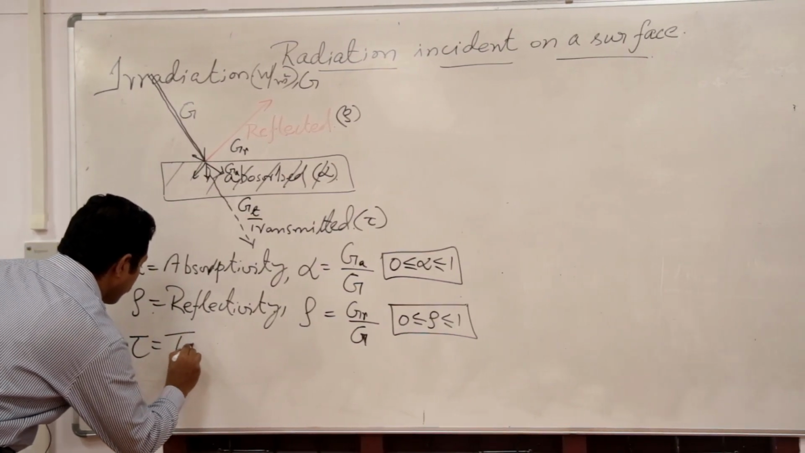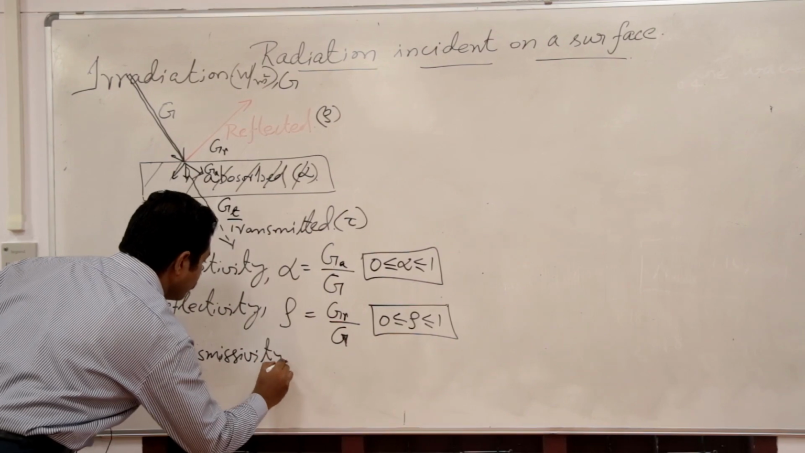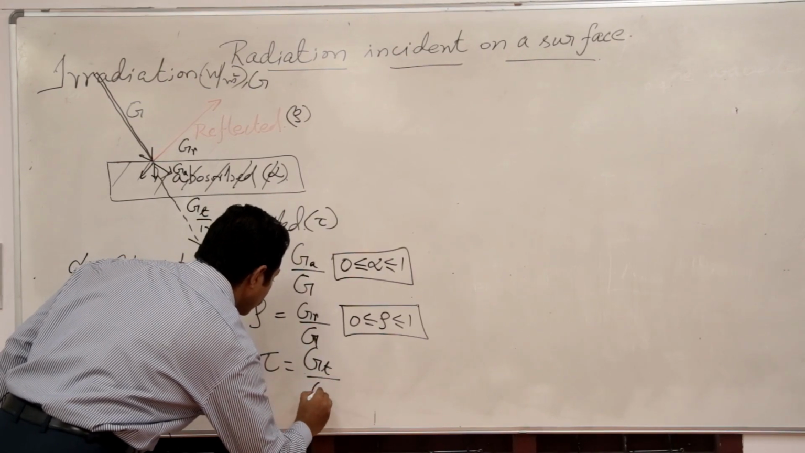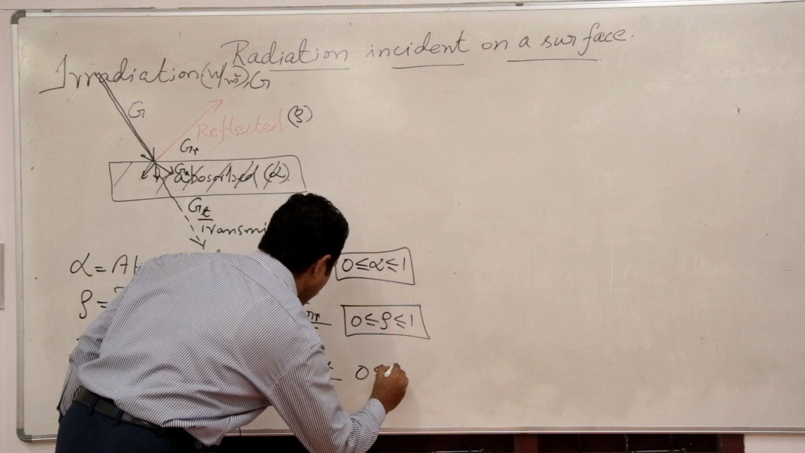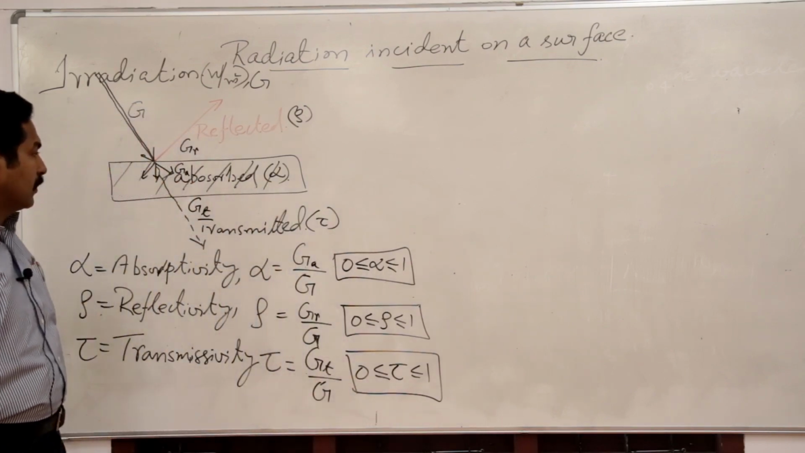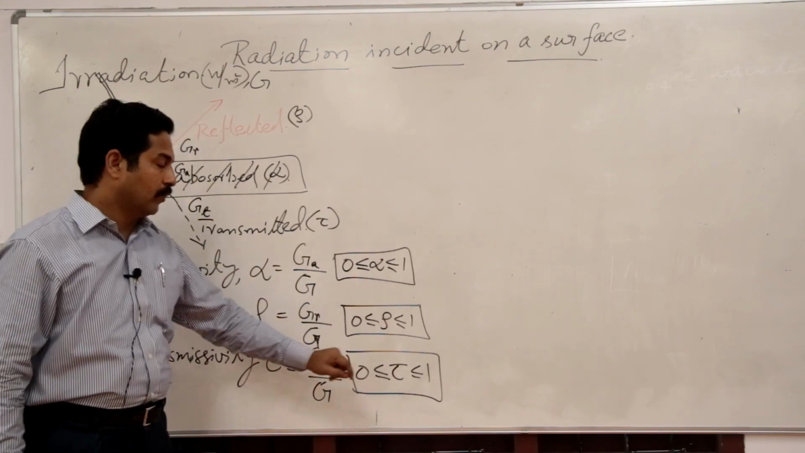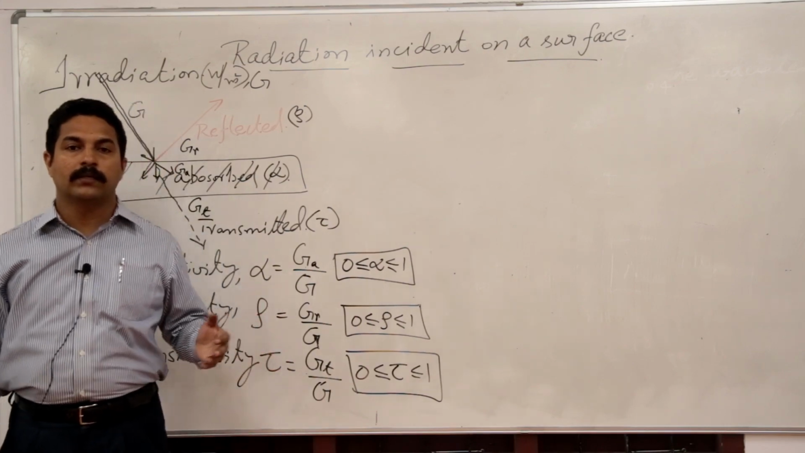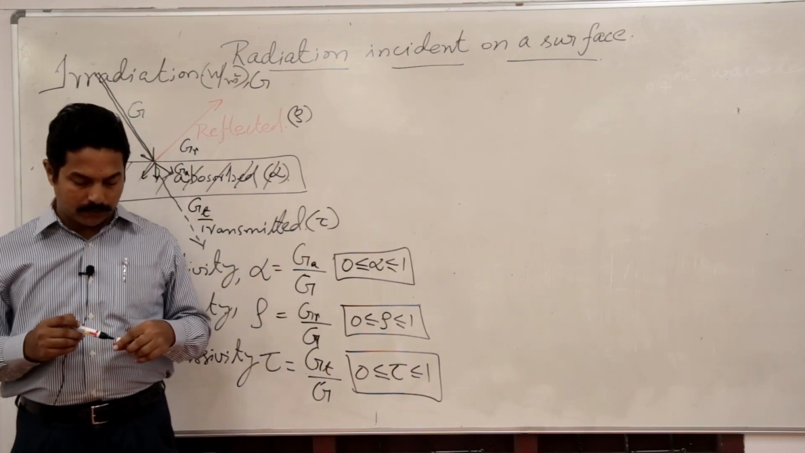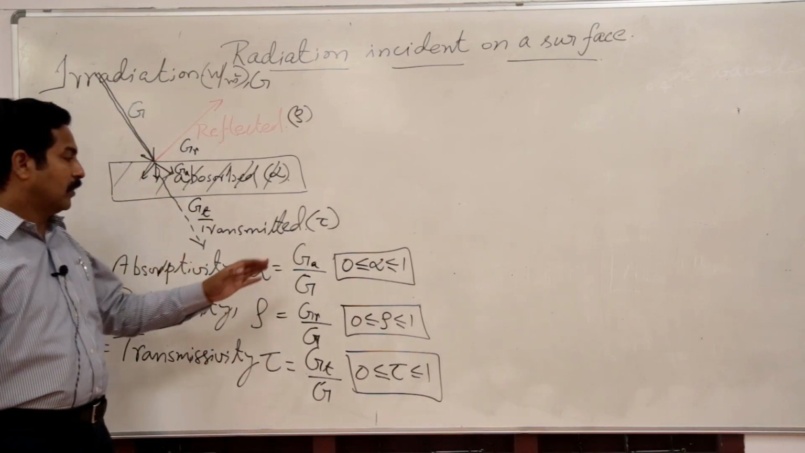Another term is transmissivity. Transmissivity is nothing but G transmitted divided by G. That value also lies between 0 and 1. So absorptivity is represented by alpha, reflectivity by rho, and transmissivity by tau. We already saw what emissivity is: the emissive power of the real surface divided by the emissive power of the black surface. That value also lies between 0 and 1. Here also absorptivity, reflectivity and transmissivity lie between 0 and 1.